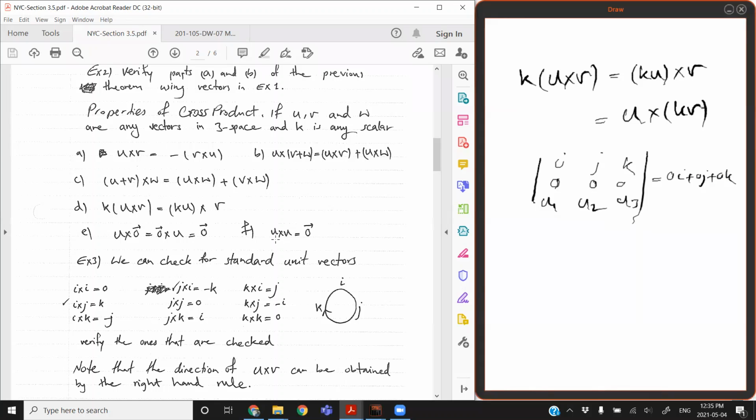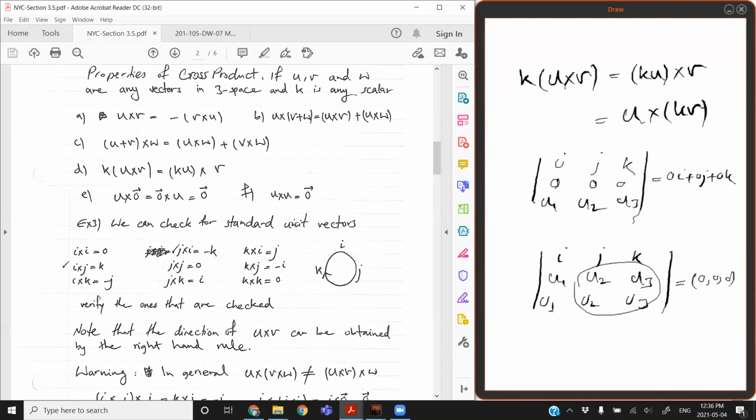And if you do u cross u, the same thing will happen. The product of a vector and itself using cross product is going to be 0. That is also obvious from the definition. If I have u1, u2, u3, and then I have u1, u2, u3 again, then you can see that the first minor is going to be 0. The minor for j is also going to be 0, and the minor for k is also going to be 0. So you get the vector 0, 0, 0. Any questions?